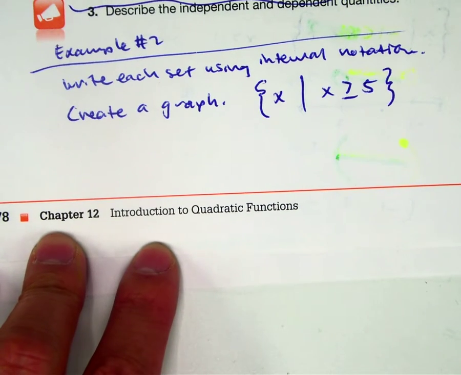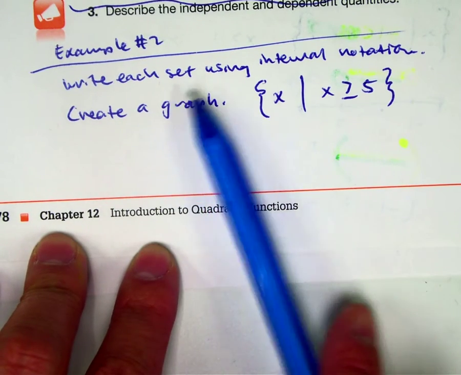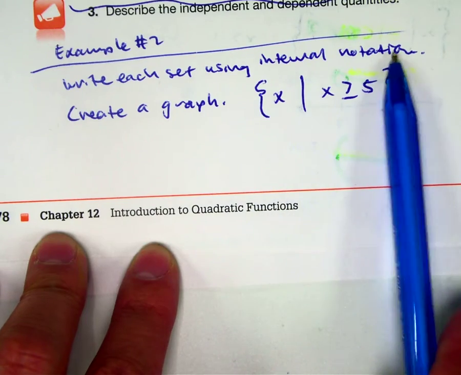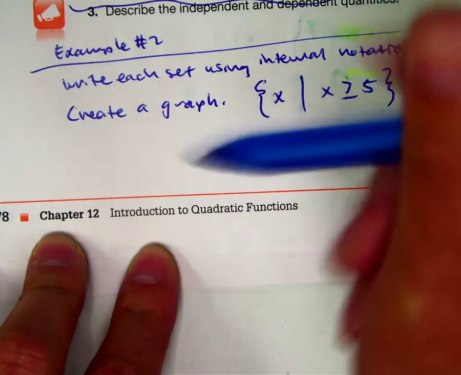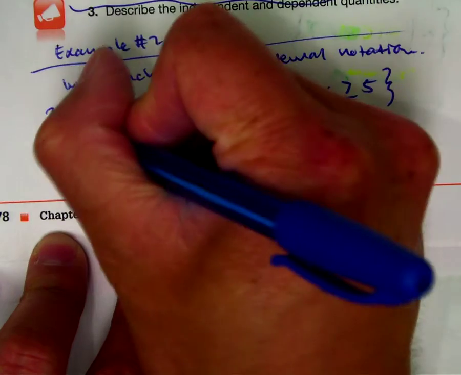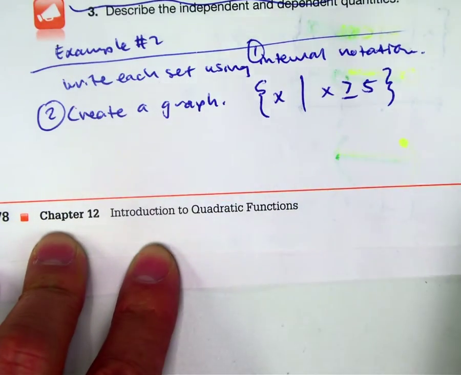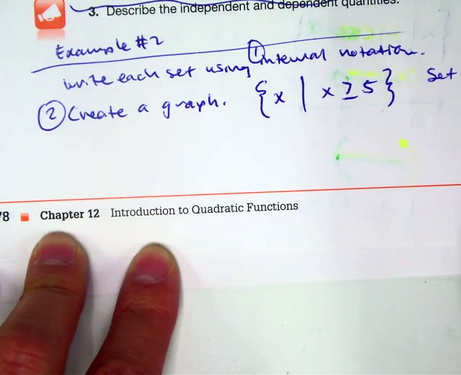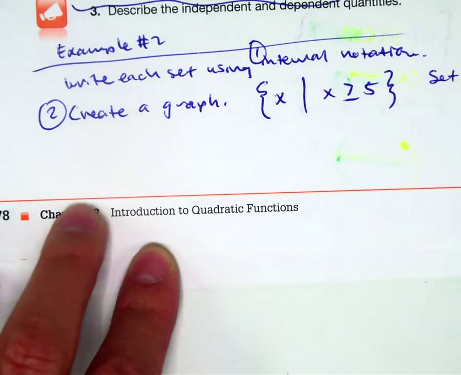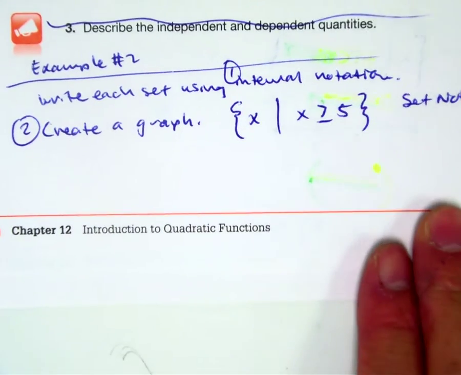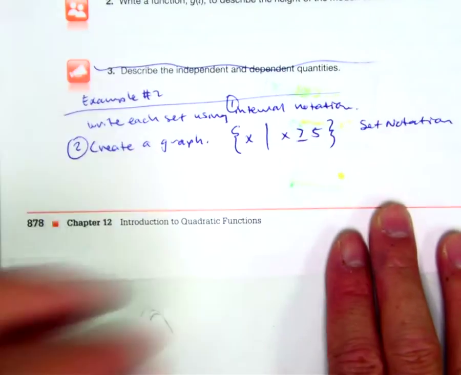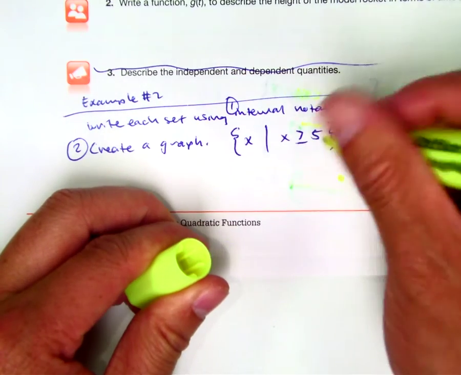So if they give you this example which says write each set using interval notation and then create a graph, so there's two things, interval notation and a graph. They've given me here set notation. It looks quite intimidating. The only thing you really need to focus on is the inequality itself. Just focus right here.